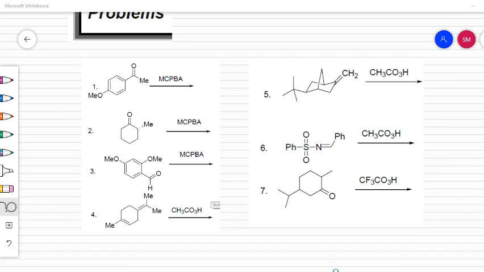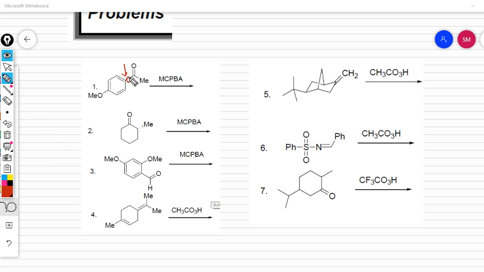Yesterday's discussion was on Baeyer-Villiger oxidation, where peracids are used for the conversion of carbonyls into esters. The migratory tendency is generally highest for tertiary alkyl groups, followed by secondary, then phenyl, then methyl. As per the migrating tendency, phenyl will have the higher migrating tendency.